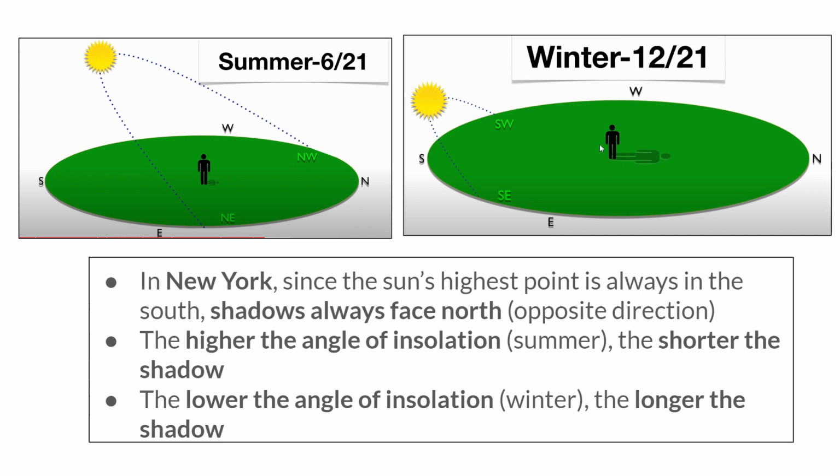Also notice the length of the shadow, how long it is. When the sun is highest in the sky, for instance, in the summertime, my shadows are very short. And when the sun is lower in the sky in the winter, for instance, my shadows are very long. So the higher the angle of insolation, the shorter the shadow, and the lower the angle of the sun or insolation, the longer the shadow. And shadows will always point the opposite direction of where the sun's rays are coming from.